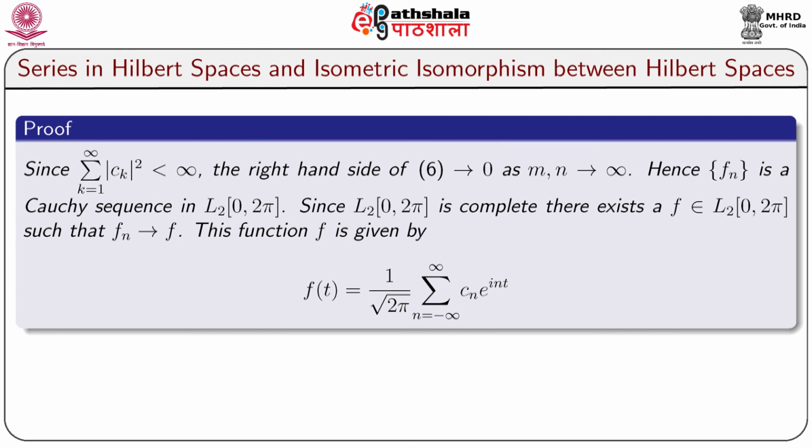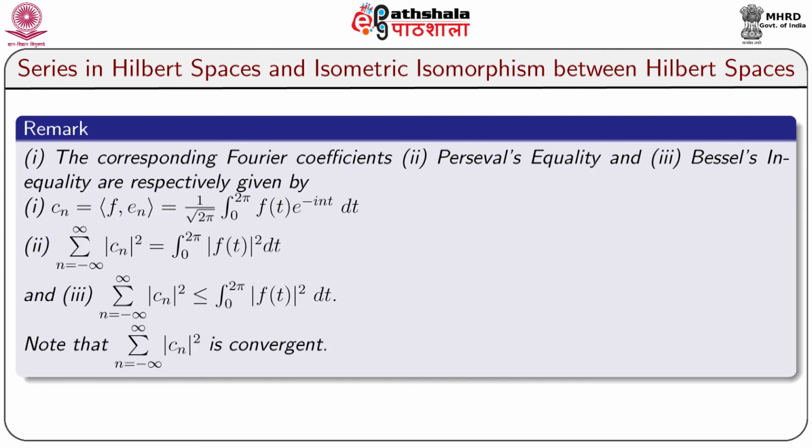Hence, sequence Fn is a Cauchy sequence in L2 0 to 2 pi. Since L2 0 to 2 pi is complete, there exists an f belongs to L2 0 to 2 pi such that Fn goes to f. The function f is given by ft equal to 1 by root over 2 pi sigma n equal to minus infinity to plus infinity Cn into e to the power int. Thus, we get a remark.